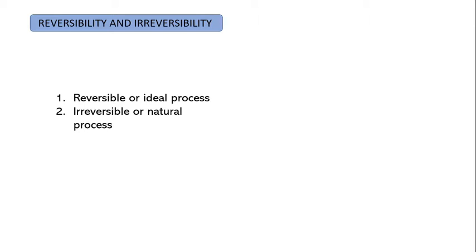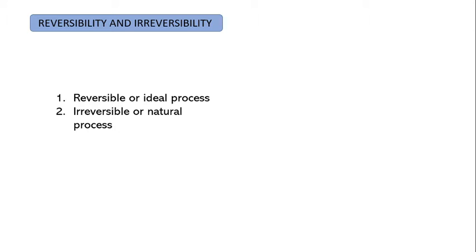The second law of thermodynamics enables us to divide all the process into two classes, that is reversible or ideal process, or irreversible or natural process. A reversible process is one in which it is performed in such a way that at the conclusion of the process both the system and the surroundings may be restored to their initial state without producing any changes in the rest of the universe.